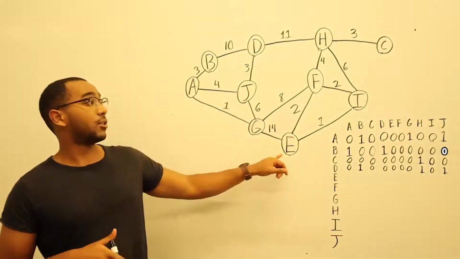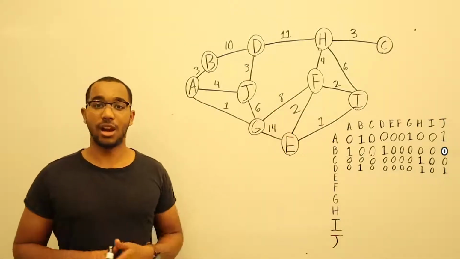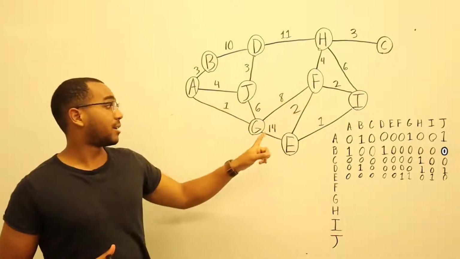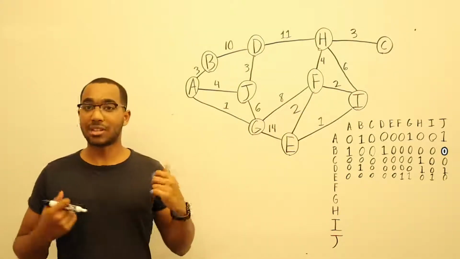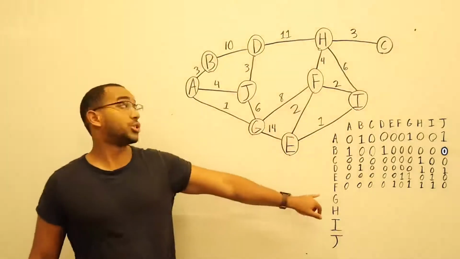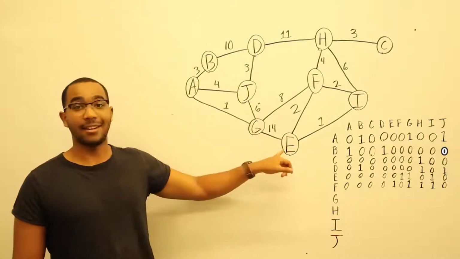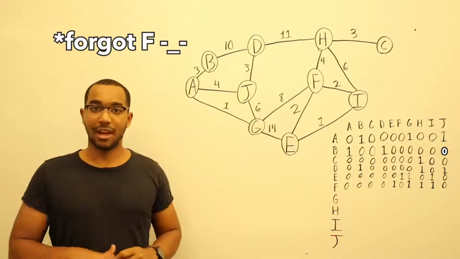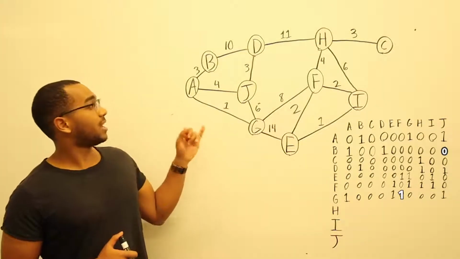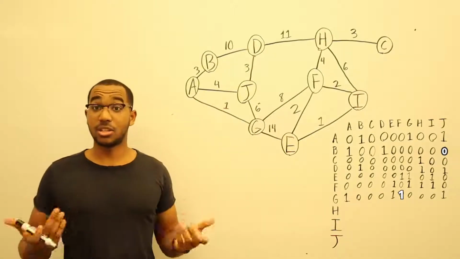And then next, let's look at E. So E can reach G, F, and I. So let's add G, F, and I. And now let's look at F. F can reach H, I, G, and E. So let's notate that in our adjacency matrix. And then next, let's look at G. Who can G reach? G can reach A, J, and E. So we can represent that. So we just represented G, and now we can represent H. What can H reach? H can reach D, C, F, and I. So D, C, F, and I.